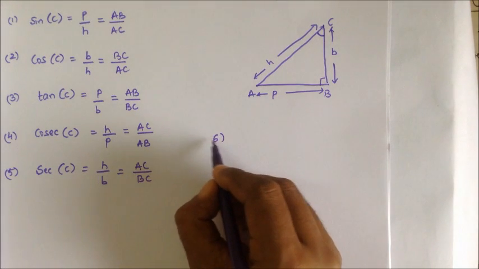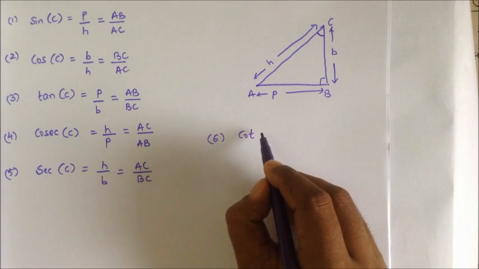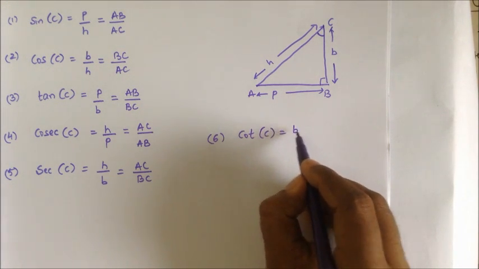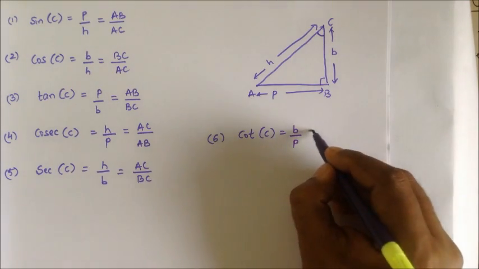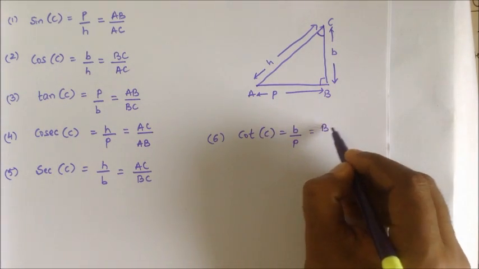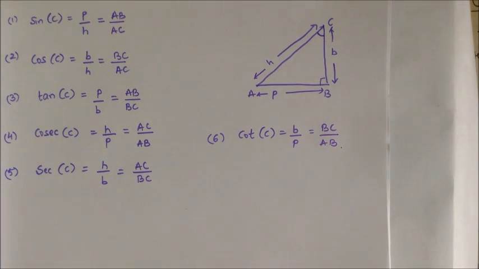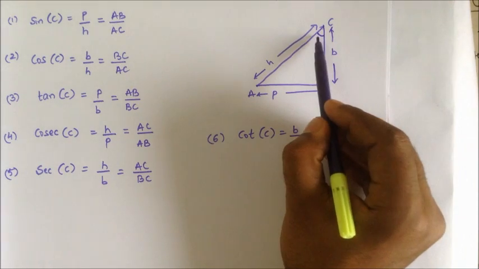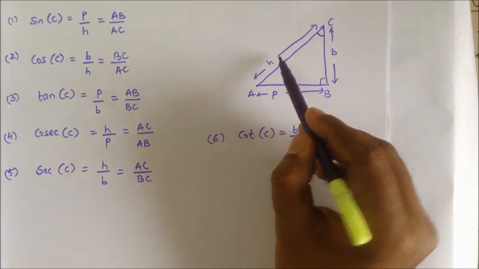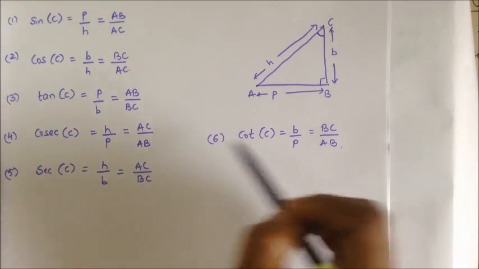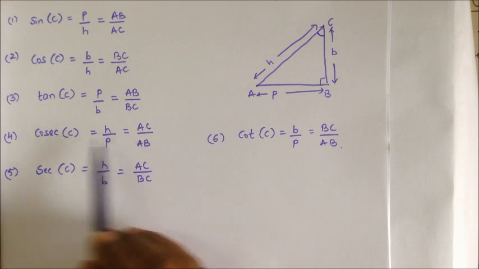And the sixth ratio, which is the reciprocal of tan, cotangent, is cot of C, which would be base upon perpendicular. What is base upon perpendicular? The base here would be BC and the perpendicular would be AB. So what we saw is that depending on the angle, the choice of the perpendicular and the base would change while the hypotenuse remains the same. Hence mentioning the angle in front of the ratio is very important. And these ratios have related the lengths of sides with the angles.